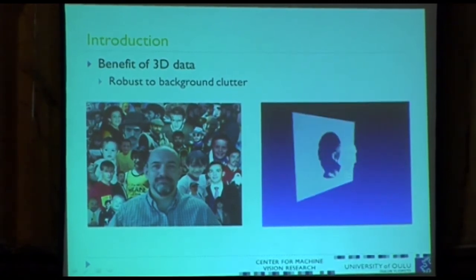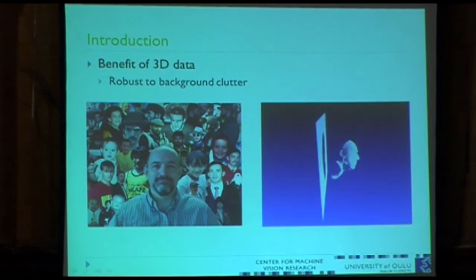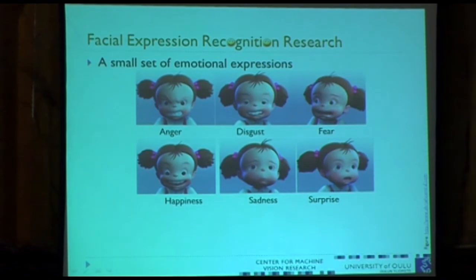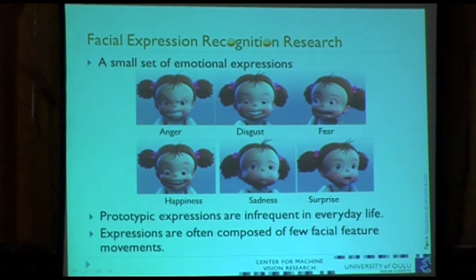Now I want to talk a little bit about the facial action coding system. Most automatic expression analysis studies focus on recognizing a small set of emotional expressions such as happiness, anger, surprise, disgust, sadness, and fear. However, such prototypic expressions occur infrequently in everyday life relative to other facial expressions. These prototypic expressions are exaggerated, and our expressions are often composed of few facial feature movements.